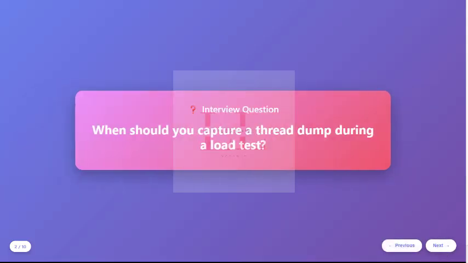So here is the question that we are tackling today. When should you capture a thread dump during a load test? This is a practical question that tests not just your theoretical knowledge, but your real world experience with performance testing, because interviewers want to know that you can actually troubleshoot performance issues in production-like scenarios. So let's break down the complete answer scenario by scenario.